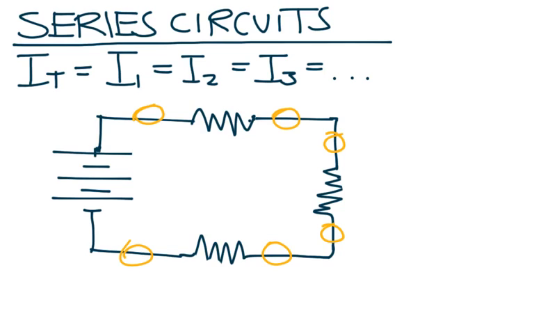Charge and current is not used up. The charge just flows through, but the charges don't get eaten or anything like that. However much current there is at this point right here, it's not like there's less here and less here. It's the same current all the way through everywhere in that circuit. So the advantage is that if you know the current at one point, you know the current everywhere in that loop.